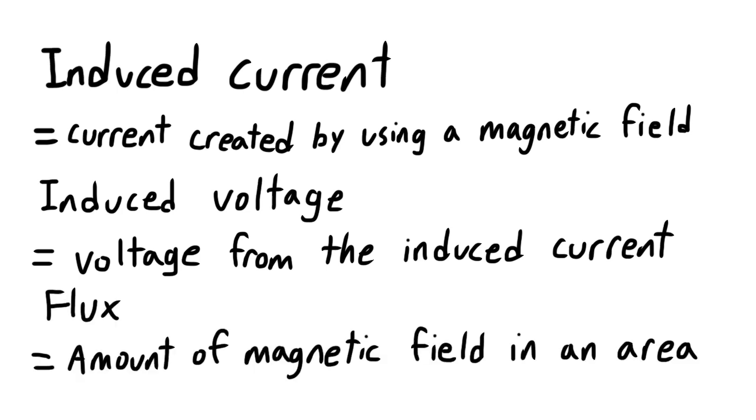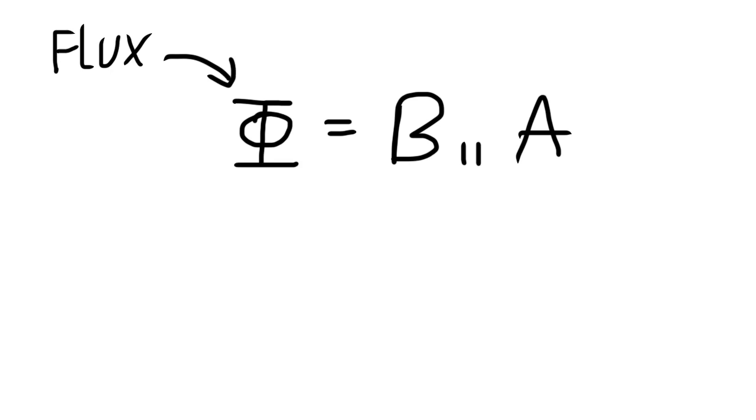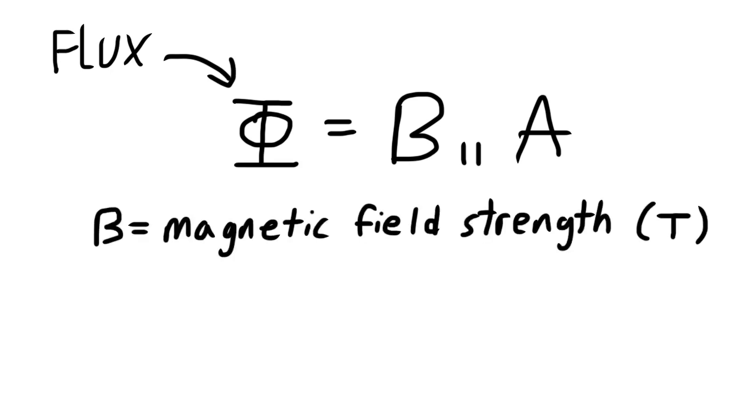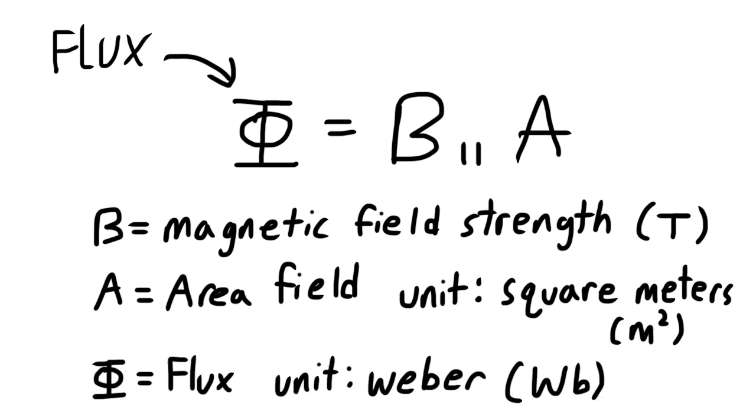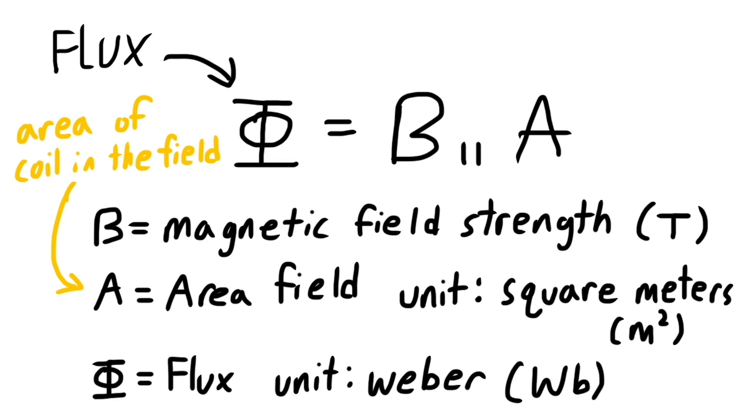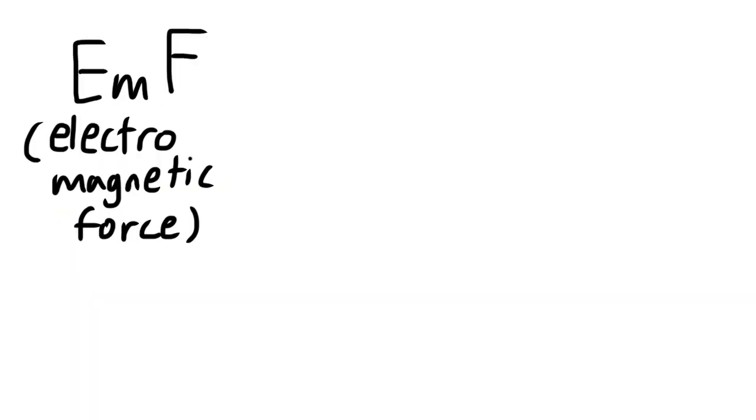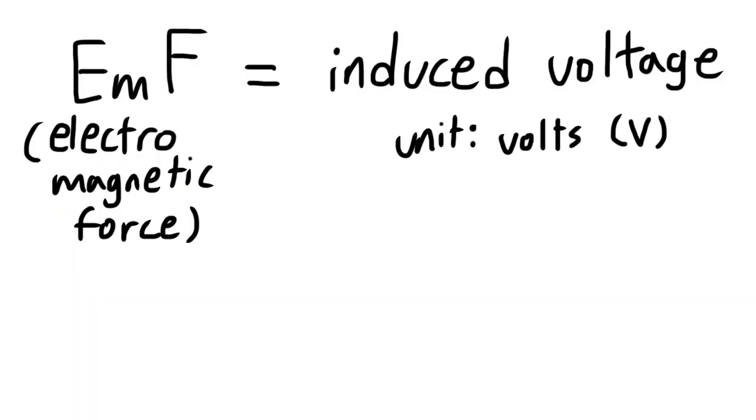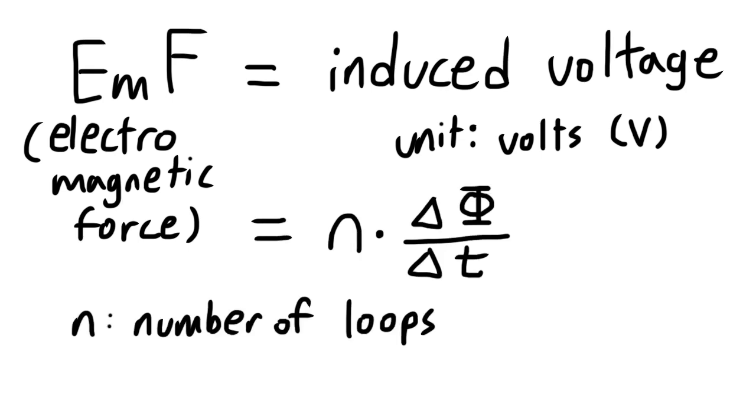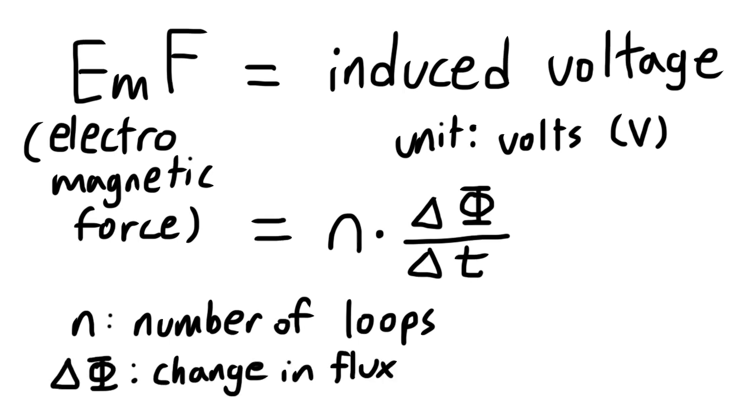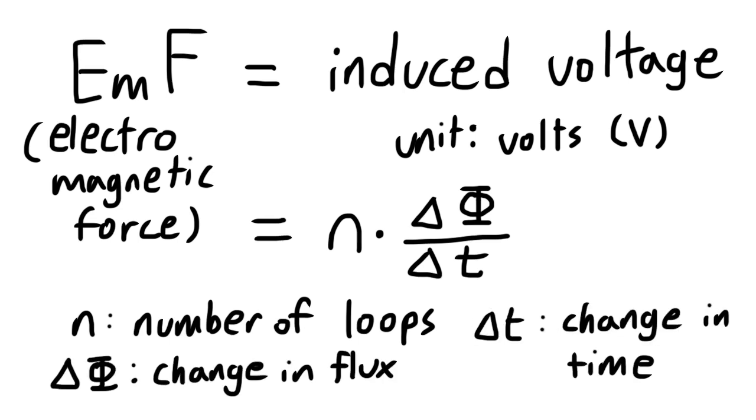Flux is the amount of magnetic field in an area. Flux we can calculate using this equation. B is magnetic field strength in Tesla, A is area field in meters squared, and flux is in Webers. You can think of area field as the area of the coil in the field, and magnetic field and area field must be parallel. EMF, electromotive force, is induced voltage in volts, and we can calculate that using this equation. N is the number of loops times the change in flux divided by the change in time.